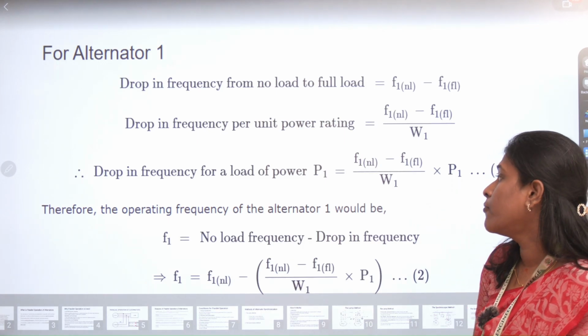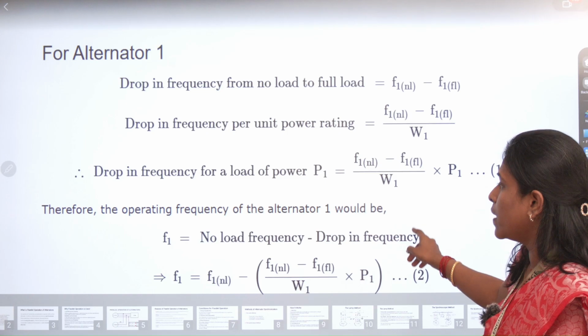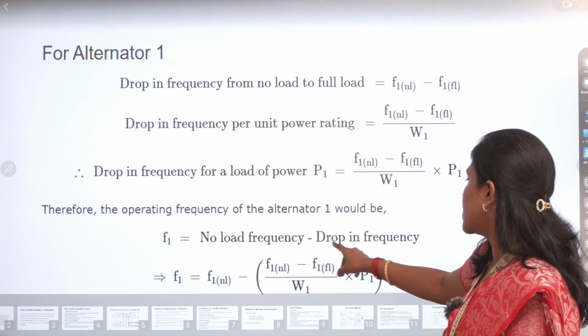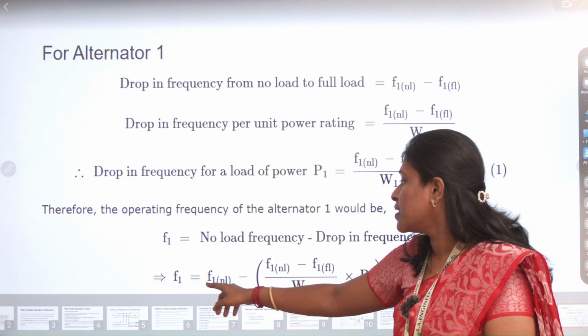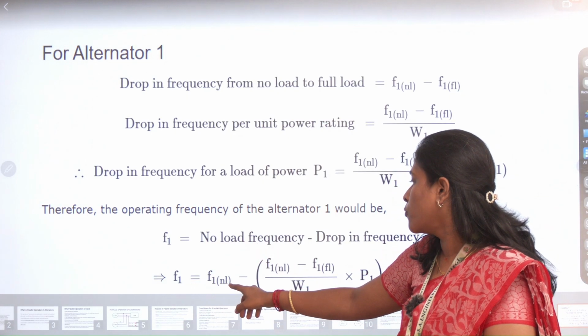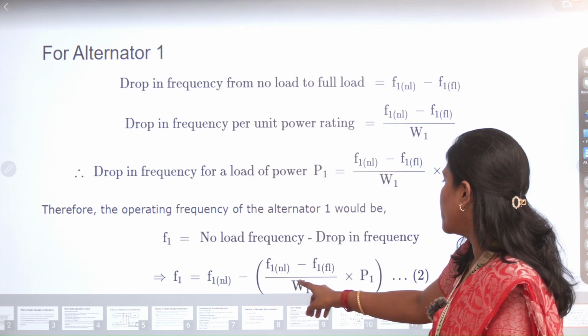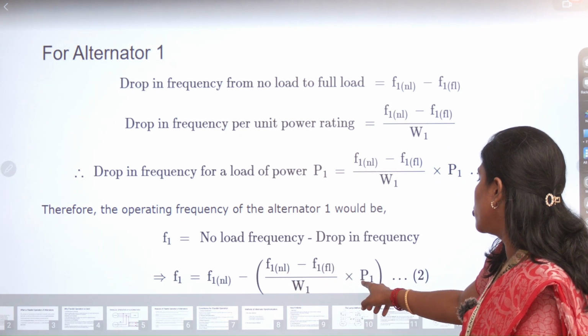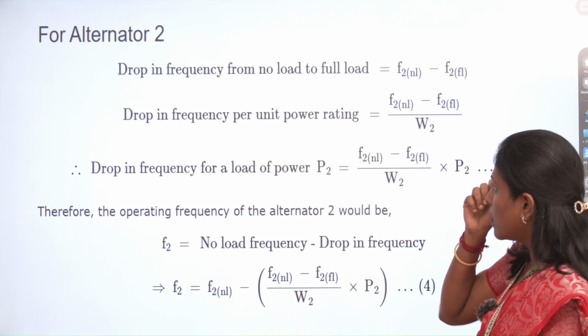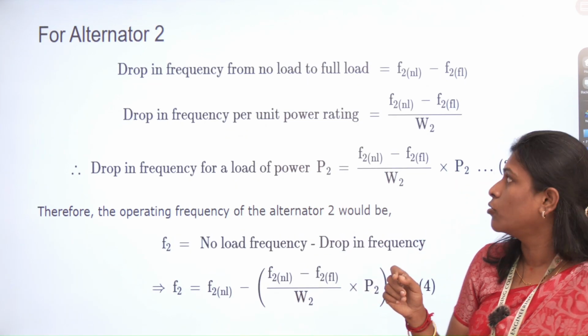Therefore, the operating frequency of alternator 1 would be F1, that is the no load frequency minus the drop in frequency. Here the formula is: F1 no load frequency minus the drop in frequency, which is (F1 NL minus F1 FL) divided by W1, into P1. This is for alternator 2.